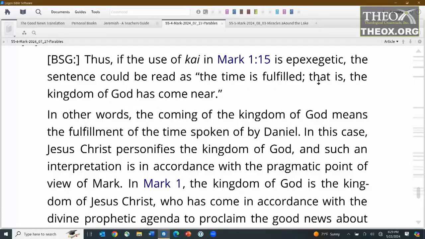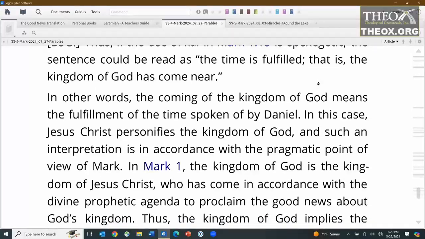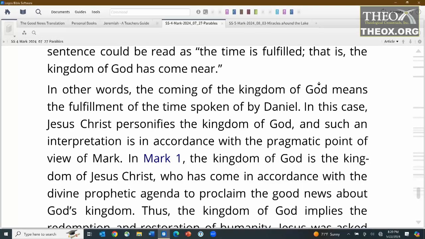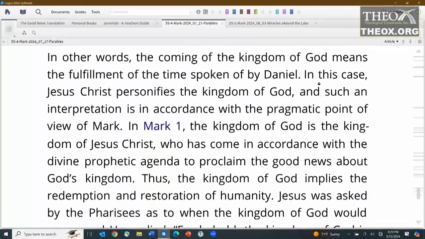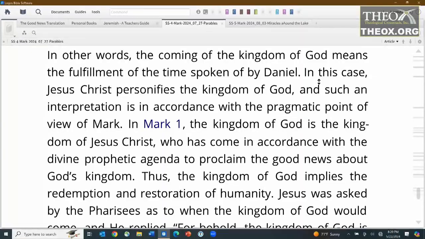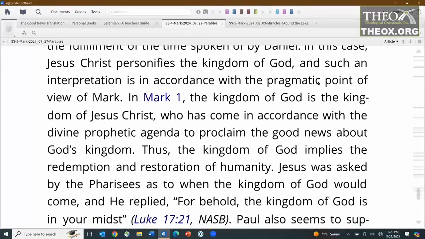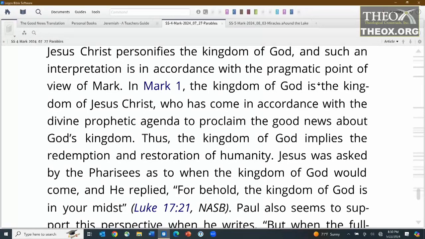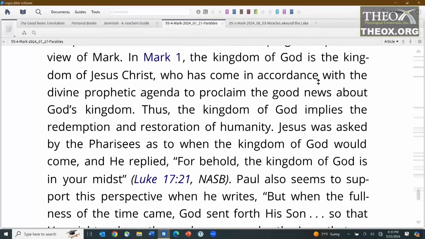In this case, Jesus personifies the kingdom of God, and such an interpretation is in accordance with the pragmatic point of view of Mark. In Mark 1, the kingdom of God is the kingdom of Jesus Christ, who has come in accordance with the divine prophetic agenda to proclaim the good news about God's kingdom. Thus, the kingdom of God implies the redemption and restoration of humanity. Jesus was asked by the Pharisees as to when the kingdom of God would come, and he replied, "For behold, the kingdom of God is in your midst." Luke 17:21 from the New American Standard Bible.